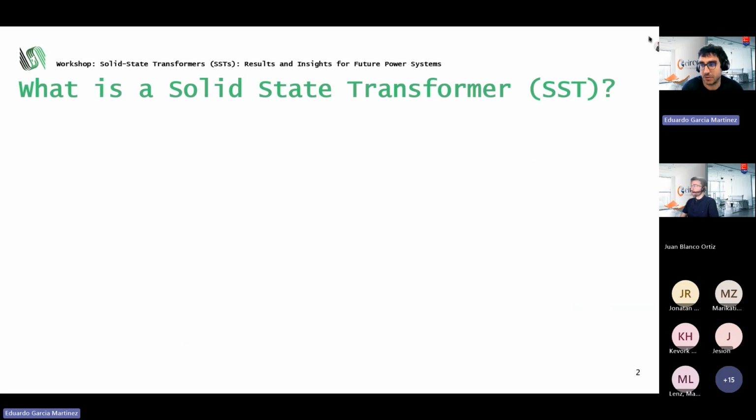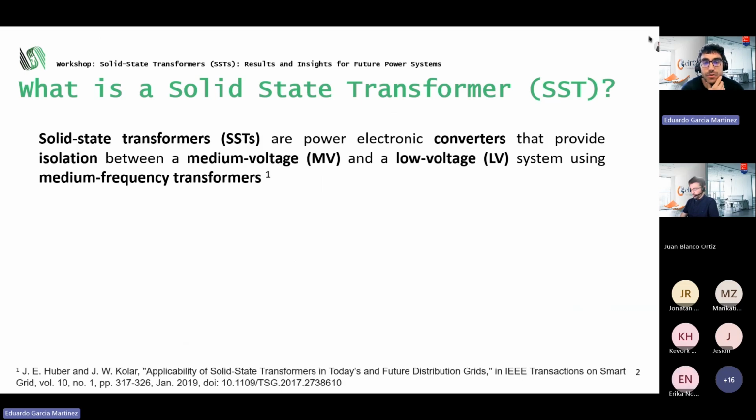So, what is a solid-state transformer? A solid-state transformer is a power electronic converter that provides isolation between a medium voltage and a low voltage system using a medium frequency transformer. It means that it's more or less the same as a low frequency transformer, but the operation frequency is higher than the current low frequency transformer that works at the frequency of the grid. So they work at frequencies above tens or hundreds of kilohertz.